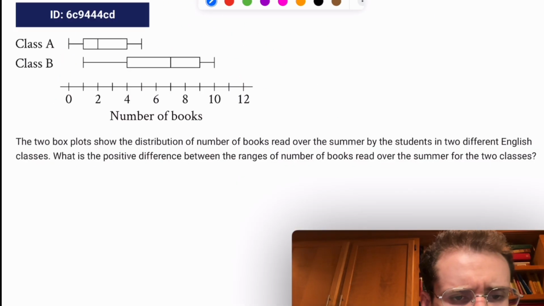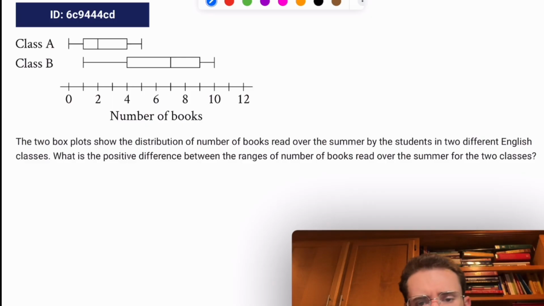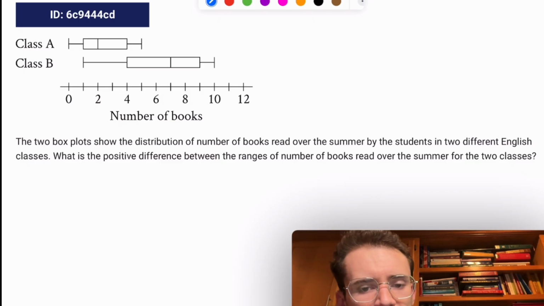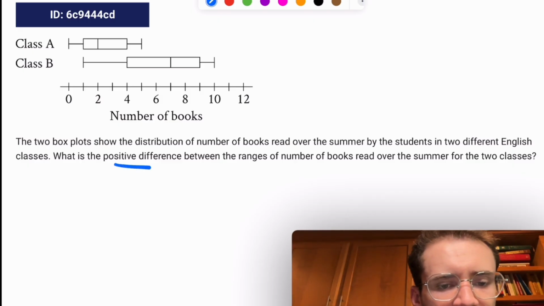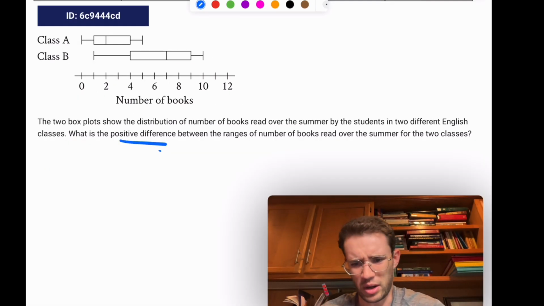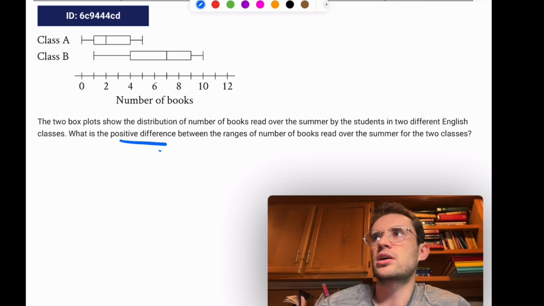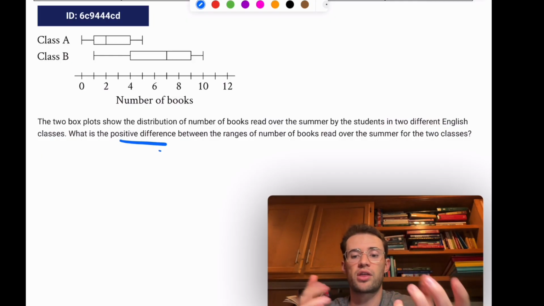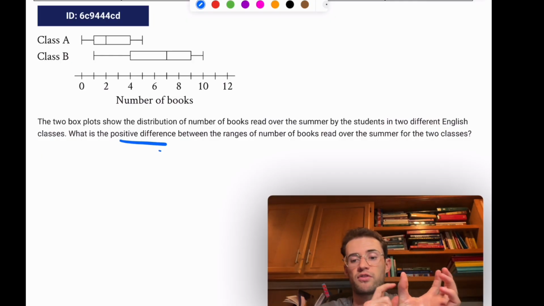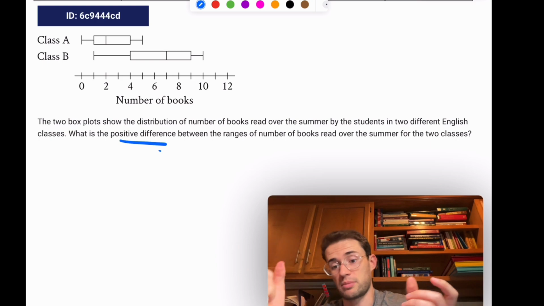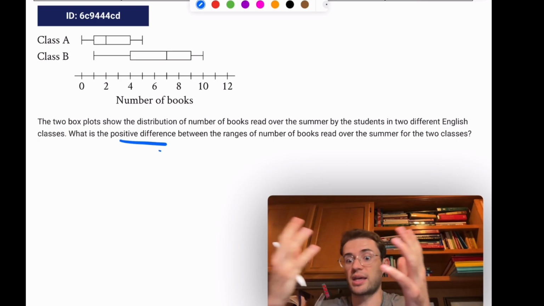The 2 box plots show the distribution of numbers of books read over the summer by the students in 2 different English classes. What is the positive difference between the ranges of number of books read over the summer for the 2 classes? When you say positive difference, some students are like, I don't know what positive difference means. It just means how far apart the numbers are, or when you subtract one number from the other, make sure you're subtracting the small one from the big one. If you subtract the big one from the small one, it gives you a negative number, so just make that positive.